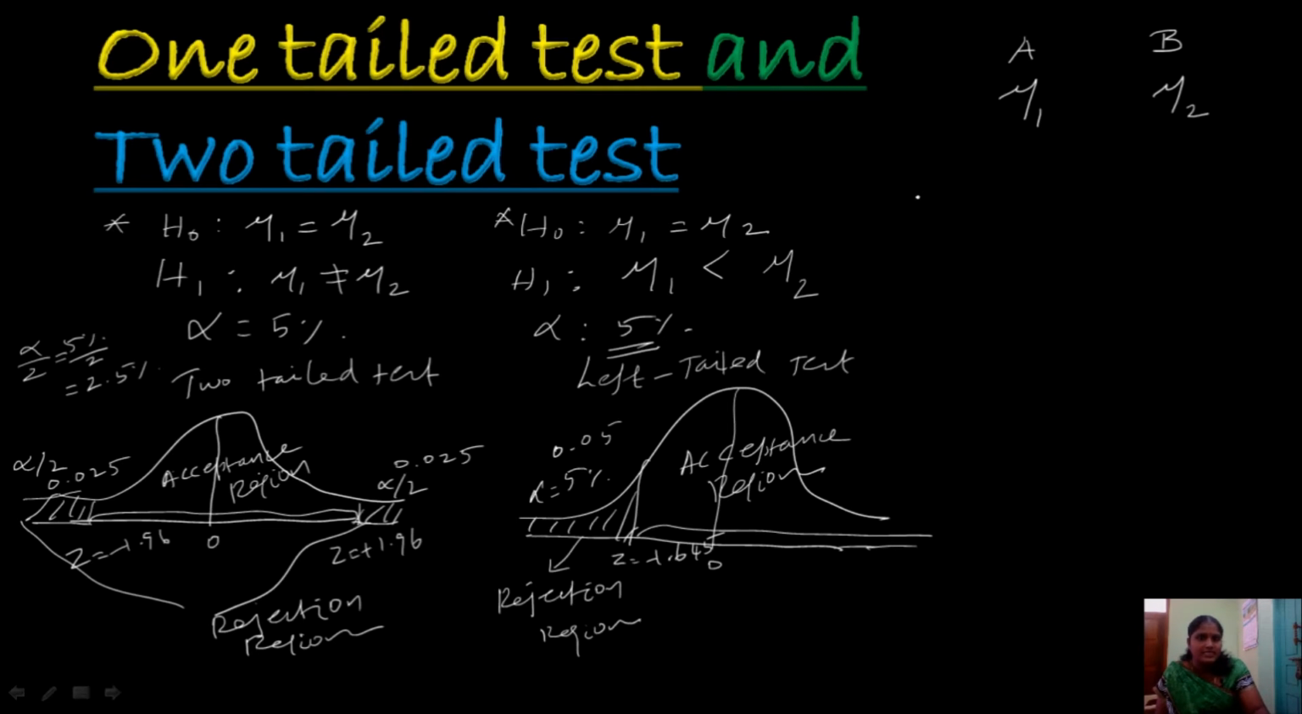Let me move on to the next case. H naught, that is mu1 is equal to mu2. Here I have to take my alternative hypothesis as, suppose the mean life of the car batteries produced by company A is superior to that of B, then my alternative hypothesis is mu1 is greater than mu2. Here I take the level of significance alpha as 5%.